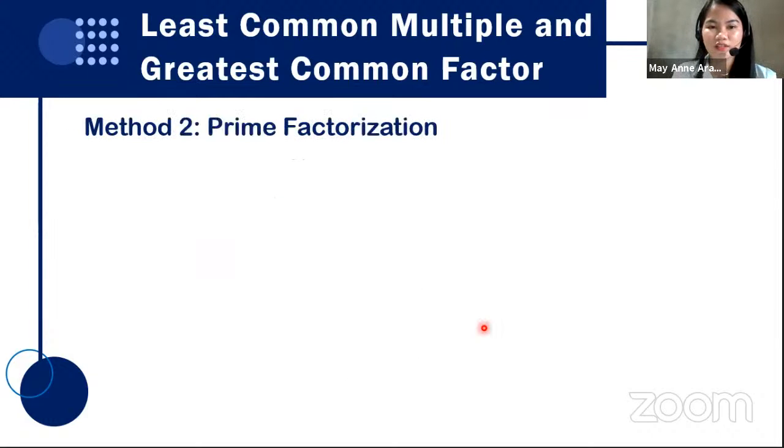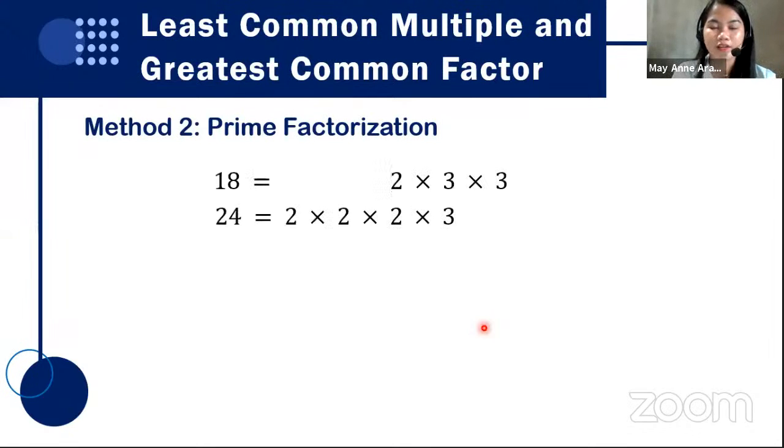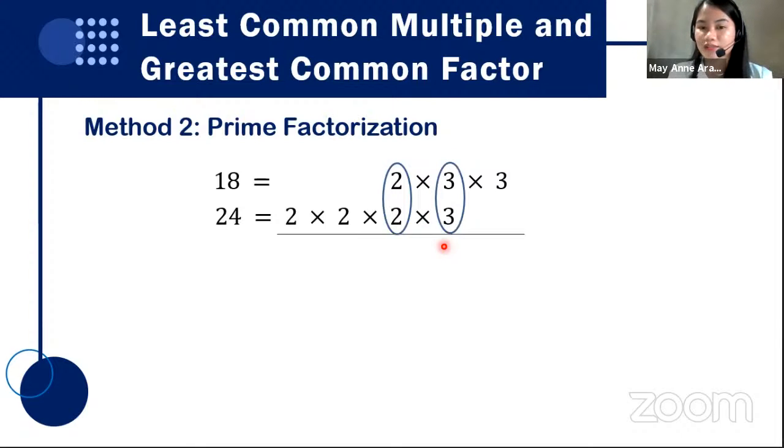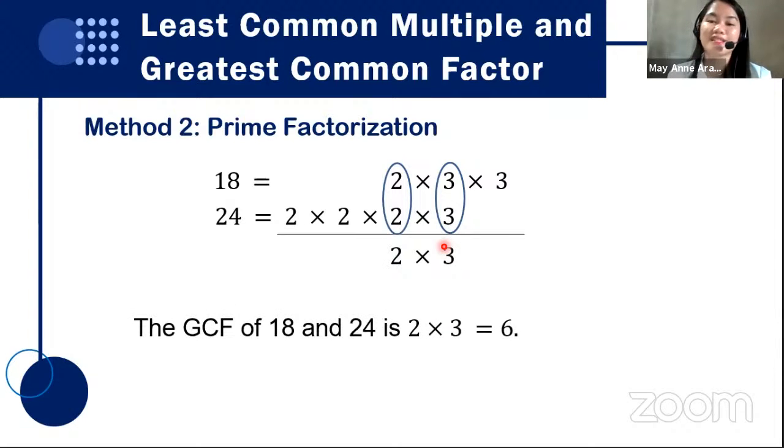Okay, another method is the prime factorization also. So just rewrite the prime factorization of 18 and 24 that we had earlier. And here, you just get the numbers that match vertically, na mayroong ka-match. Kaya nga common. So, ano yung common sa kanila na factor? In this case, we have 2 and 3. So, you have 2 times 3. That is the GCF.